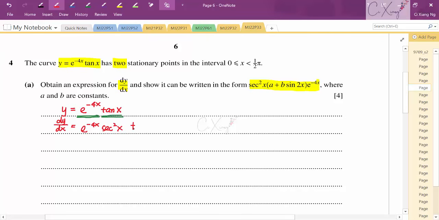And after that, you do it the other way around, where you differentiate the first bracket. Differentiate the first bracket, you have negative 4 e negative 4x. Copy the second bracket, which is tangent x. Now we are trying to simplify our terms, where we wish to have secant square x factorized out and also e negative 4x factorized out. First step, I factorize out the e negative 4x first, and I have secant square x minus 4. For this tangent, I can rewrite it as sine over cos.